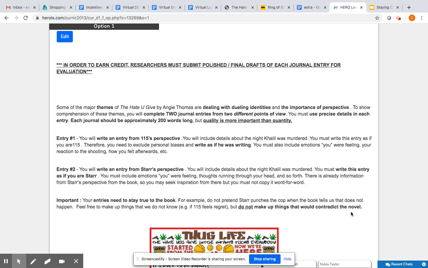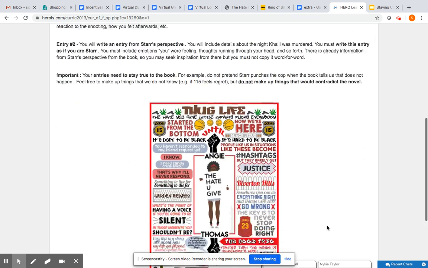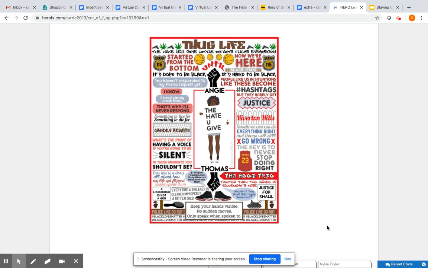All right? So as much as some of us would like 115 out of there and gone, we can't say that outright because that doesn't happen in the story. We want to stay true to the book. All right, so it's basically 2 journal entries. I've put this graphic here to remind you of some of the key themes and some of the key ideas.